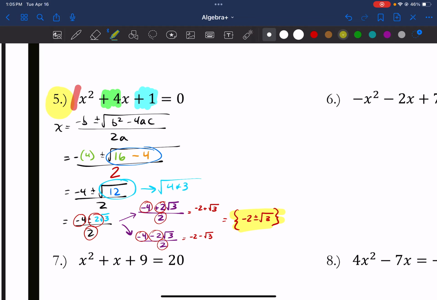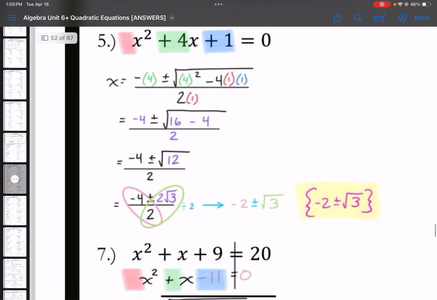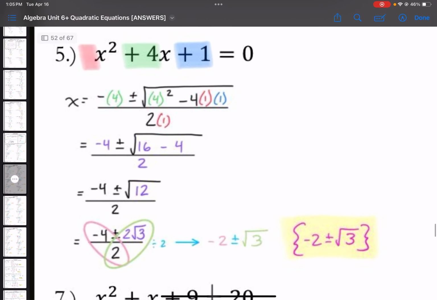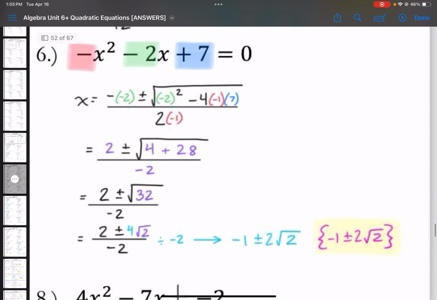I want you to try number 6. I'm going to leave number 5 here on the screen for you. Go ahead and pause the video as you try number 6. Now that you've tried number 6, you'll see that this is your answer. I know these are tough. You're going to want to practice on this page.